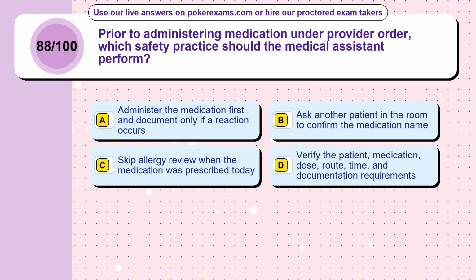Question 88. Prior to administering medication under provider order, which safety practice should the medical assistant perform? Option A. Administer the medication first and document only if a reaction occurs.